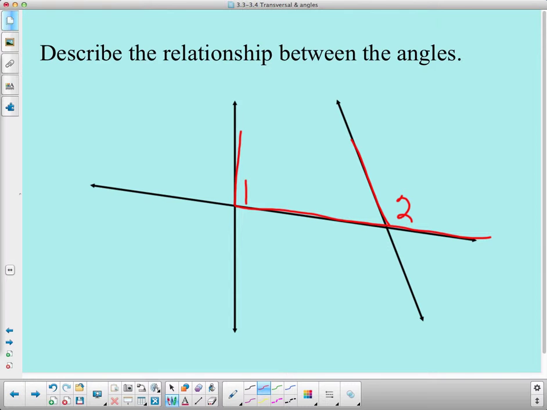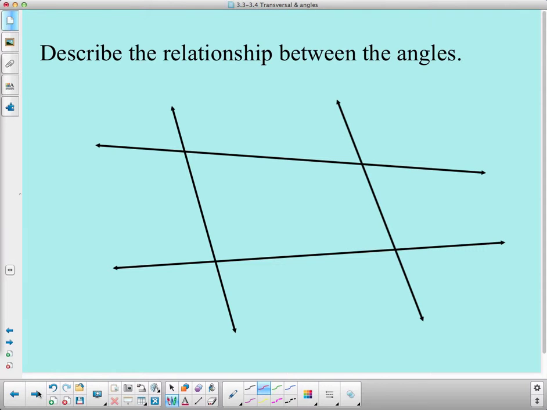Alternate interior makes a Z. Alternate exterior makes L's. Okay, I was thinking of the 2 L's or 2 V's. Same side interior angles, C. C. C, correct. And then none might be the X for vertical angles or something else. So yes, that would be a way to remember it.